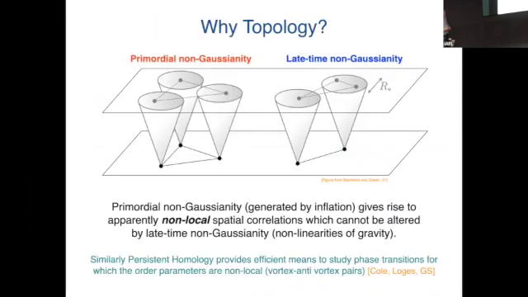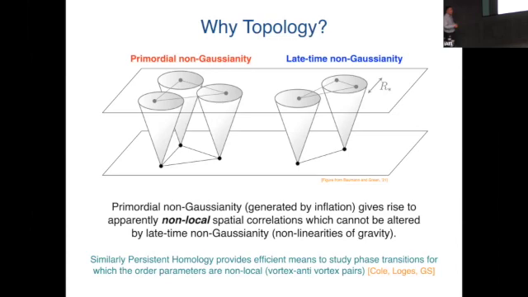So the question that you may ask is, why topology? Why would you expect topology to provide a competitive measure of primordial non-Gaussianity? And the reason is the power of locality.